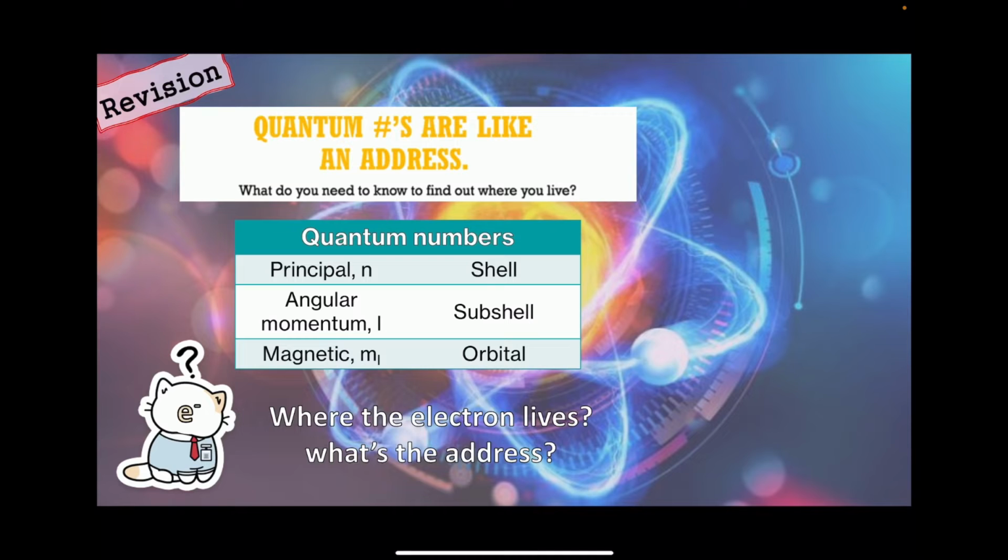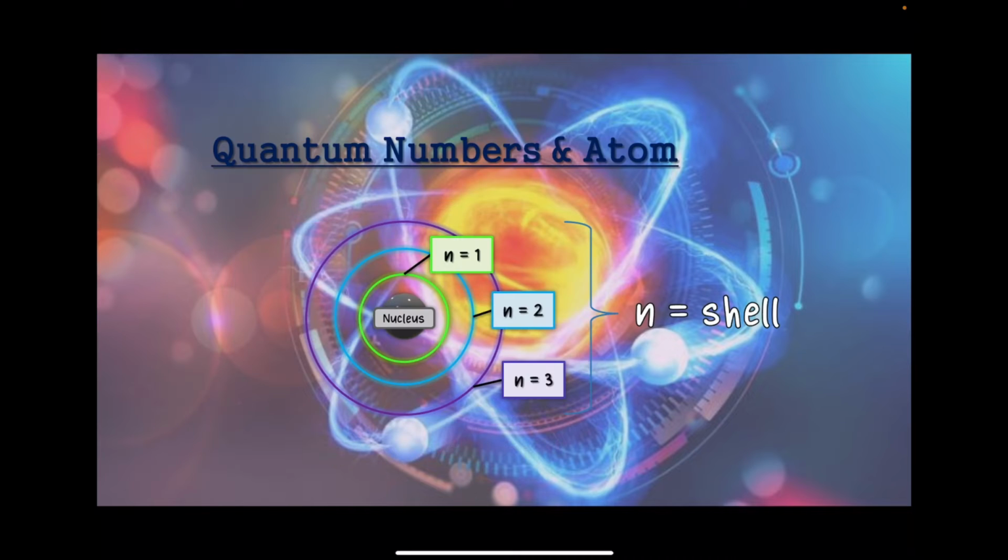The quantum numbers also indicate the shell, subshell, and orbital, where the principal quantum number indicates the shell, the angular momentum number indicates the subshell, and the magnetic quantum number indicates the orbital. These quantum numbers are like an address, where we can indicate where the electron lives. Okay, first we look into n. As I said, n indicates the shell, where n is equal to 1, 2, 3, and so on.